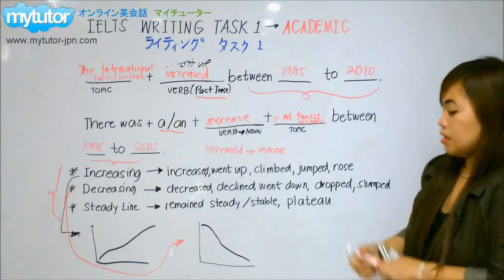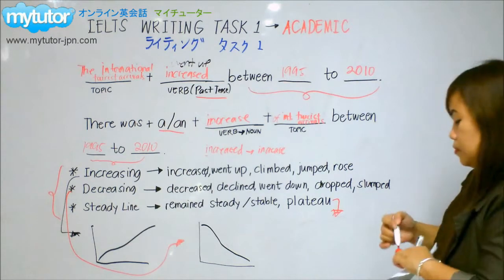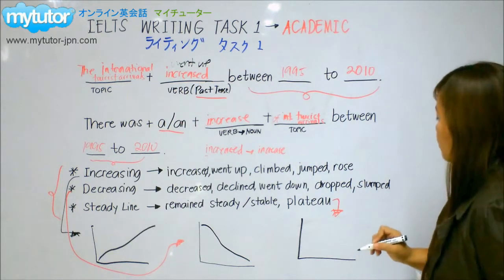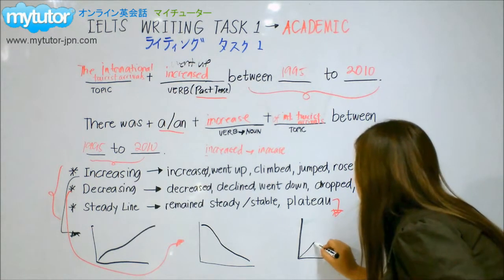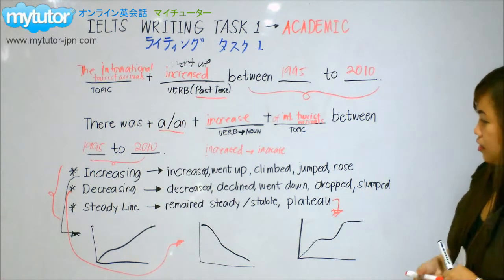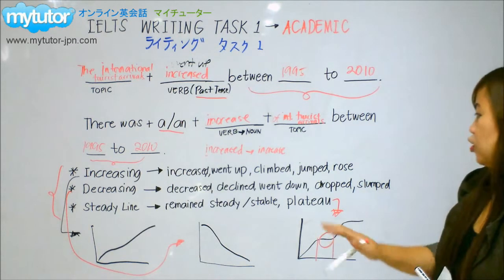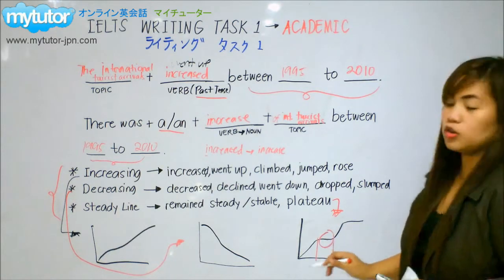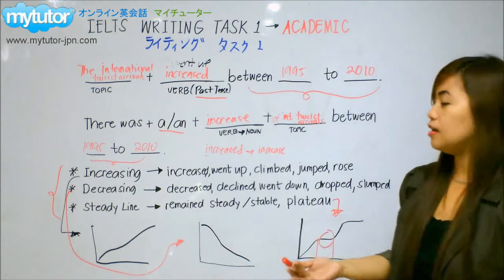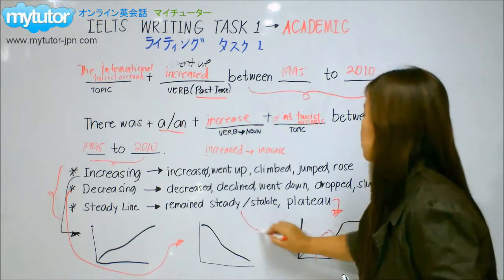Okay, that's an example. Third one, we have a steady line. So our y-x axis. As you can see, this part here is steady. So it remained stable. This is what you call a plateau. You can use remains steady, it remains stable, or how do you change this to a noun? It will become plateau.